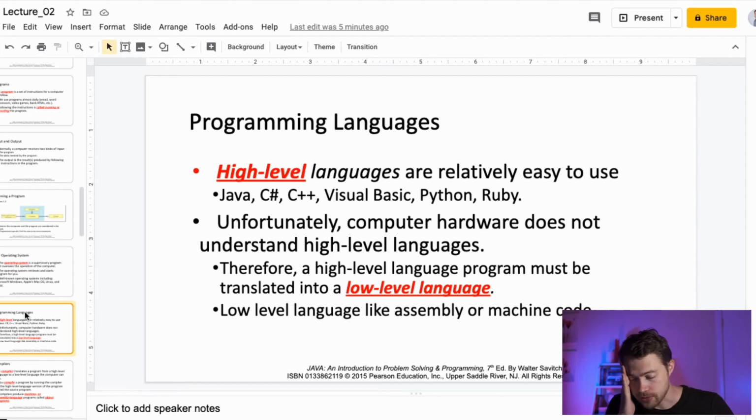High-level languages are relatively easy to use. So Java is one of them, right? C#, C++, Visual Basic, Python, Ruby on Rails. Unfortunately, computer hardware does not understand high-level languages, and that's why we need compilers and interpreters.